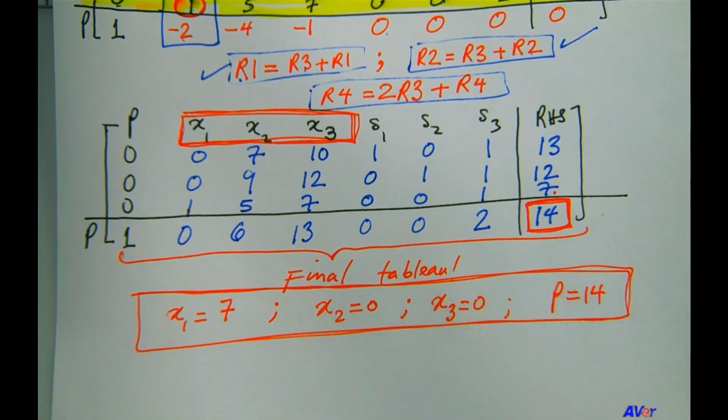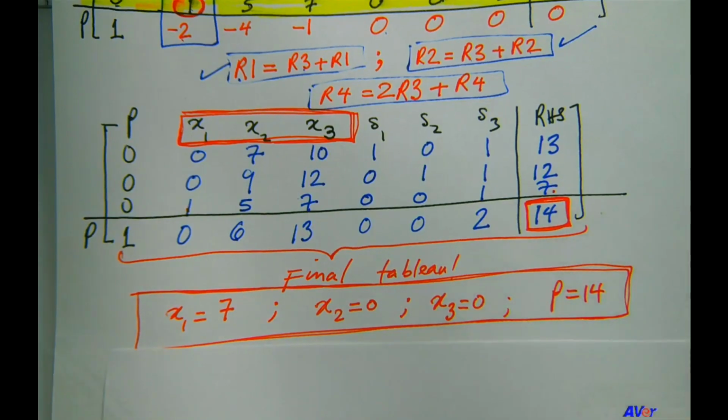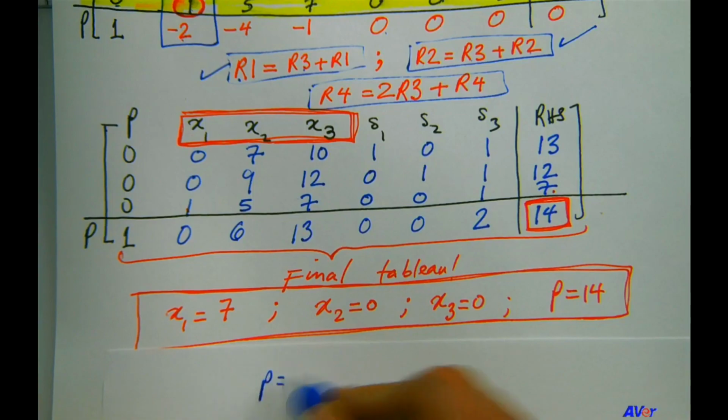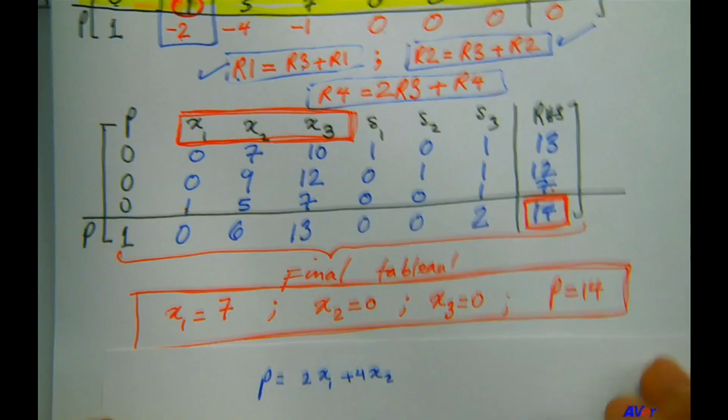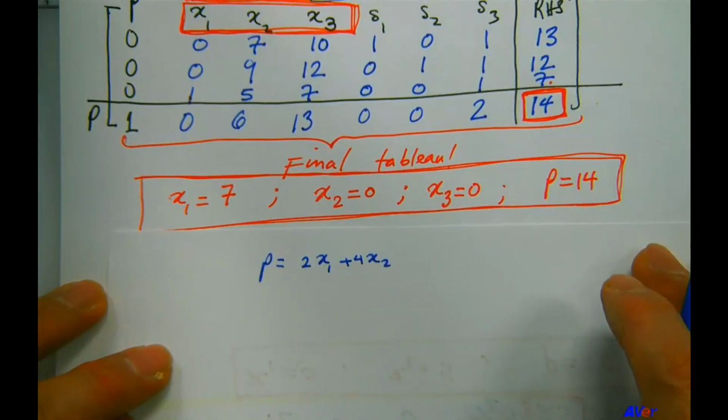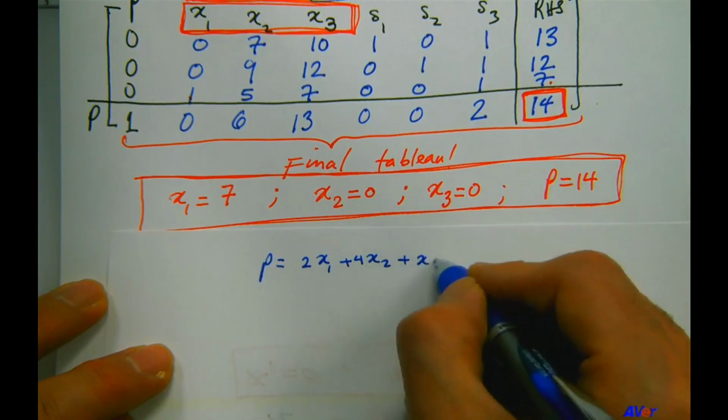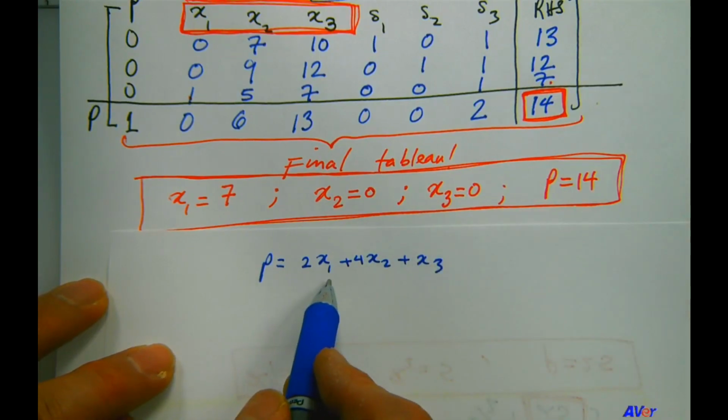Can you test this? Suppose you got this during an exam and you wanted to test to see if you have the right solution here. Can you test it? Absolutely. And you can do it very, very easily. How? Well, this is how. Remember that the original objective function was this. P equals 2x1 plus 4x2 plus x3, right? This was our original objective function.